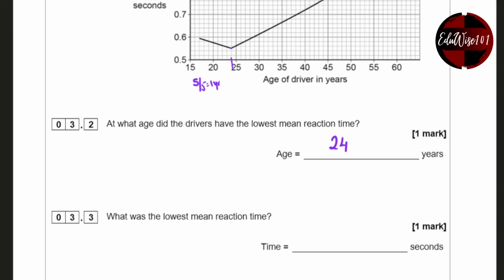What is the lowest mean reaction time? It's actually this point, which is right in the middle of here. Again, how do you work out the scale? Each box is 0.1. So it's going from 0.5 to 0.6. So there's 5 boxes. So 0.1 divided by 5 gives me 0.02.